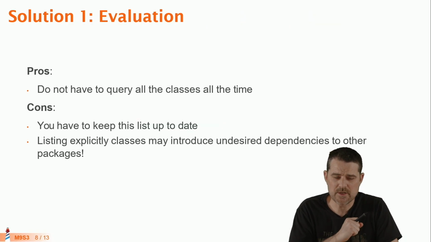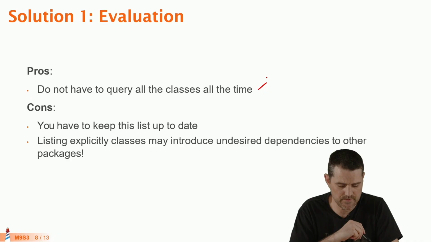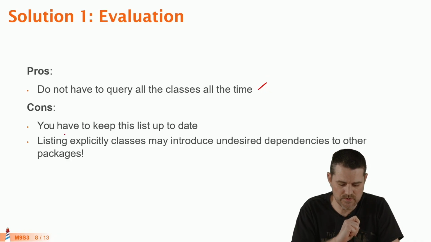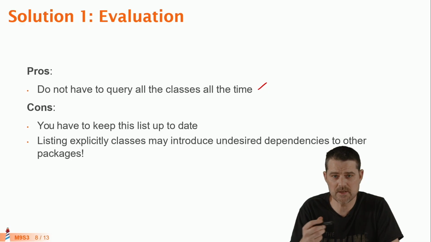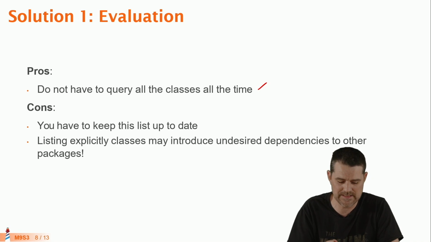So now the evaluation of this solution is that we do not have to query the classes all the time. So this is a good point. But the con is that you have to keep the list up to date. So it means that each time you load a new class in the system, you need to revisit the list, change the code, recompile the method. So this is an explicit list that is written in the code, and this is not really extensible by design.